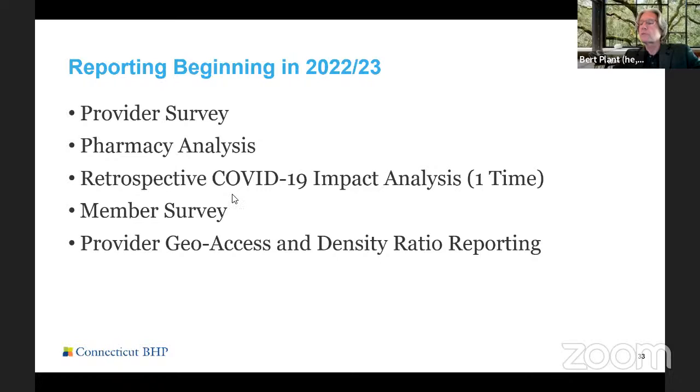We're also going to be renewing a member survey, so getting member input on how they're being served under the behavioral health partnership. And then we'll also be looking at the adequacy of the provider network by looking at how far do most people have to travel to get to one, and are there enough in terms of the population that might use services, and where they're located. So kind of a density ratio reporting.